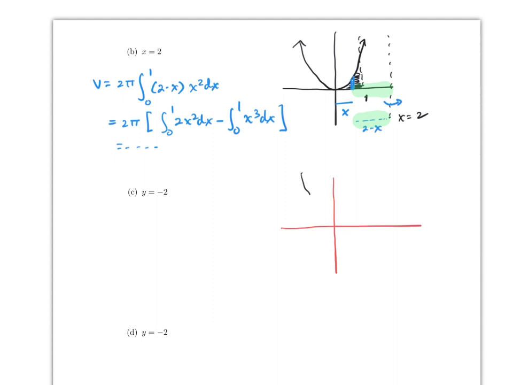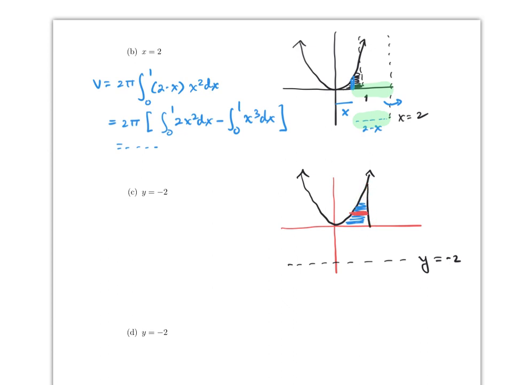You are rotating now on the line y equals negative 2. So let's say this is y equals negative 2. You still have this from 0 to 1. So you still have this. So the partition now, remember, has to be parallel to the axis of rotation. So the partition has to be this. So now you have two functions, this one and this one.